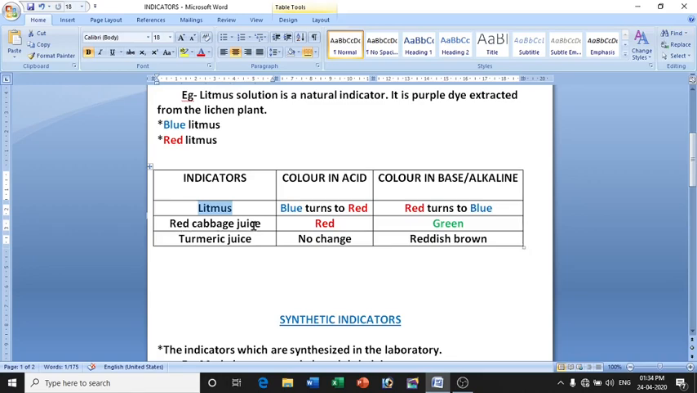Next we have red cabbage juice. We very often get this. When it is treated with acid, the color turns red, whereas when the red cabbage juice is treated with base or alkaline solution, the color changes to green. Similarly, we have turmeric juice. When turmeric juice is treated with acidic medium, it does not change color, whereas if it is treated with alkaline or base, then we have a reddish brown color. So this is how these indicators behave in acid or base.